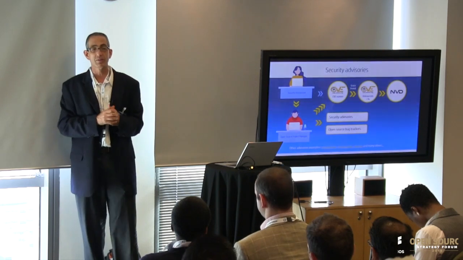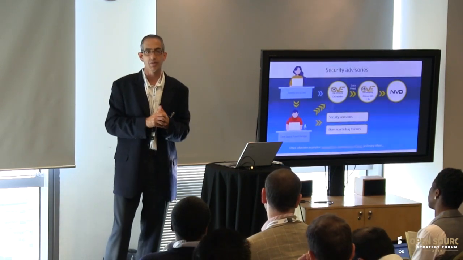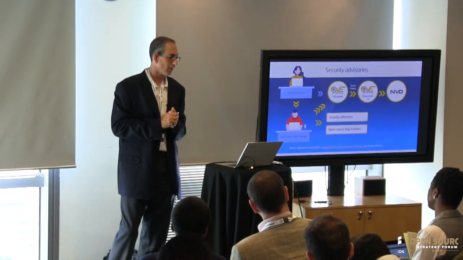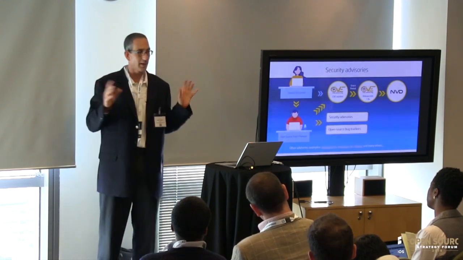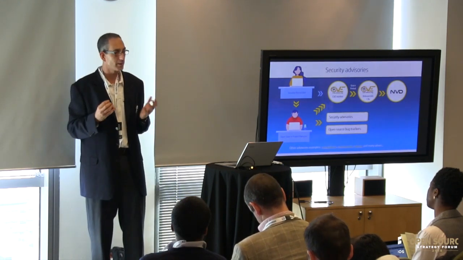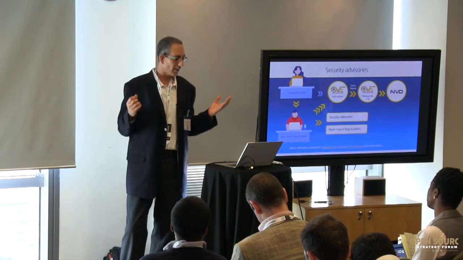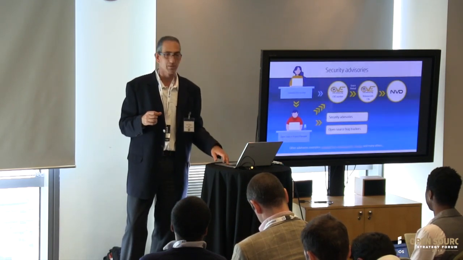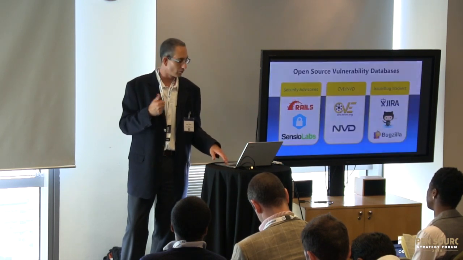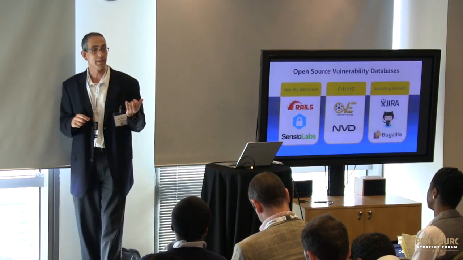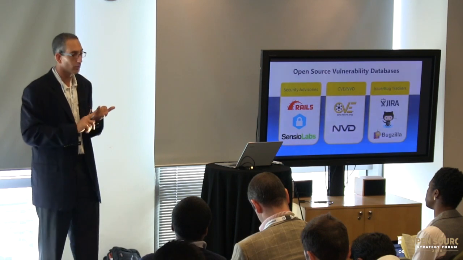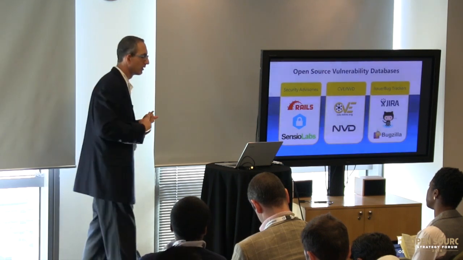But NVD is not the only security advisory. There's multiple different security advisories out there. Some of them are NVD-like, so they have similar nomenclature. Some of them are bug trackers, open source bug trackers like Bugzilla or Jira, or even in GitHub you can find GitHub issues or GitHub bugs in open source components.